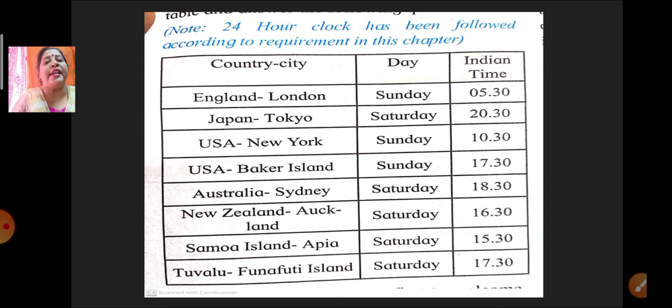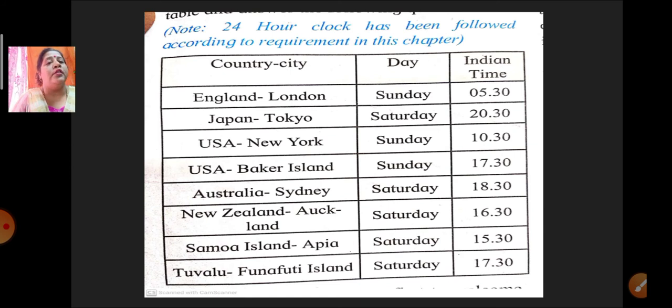While if you see the next one, New Zealand, that is Auckland. When Auckland was celebrating their New Year, had we finished celebrating our New Year? What was the timing in India? Saturday 4:30. We were still on Saturday 4:30's timing.